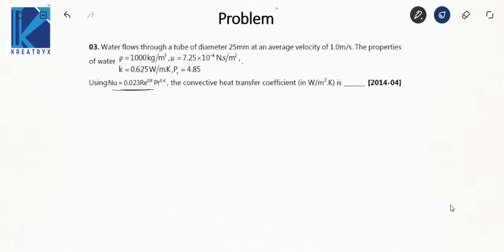Find the convective heat transfer coefficient. It's a very simple question. The equation has already been given. What you have to do is put all these values in this equation and get the answer.